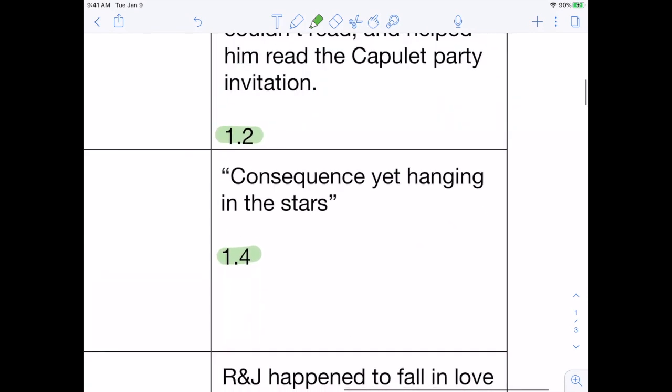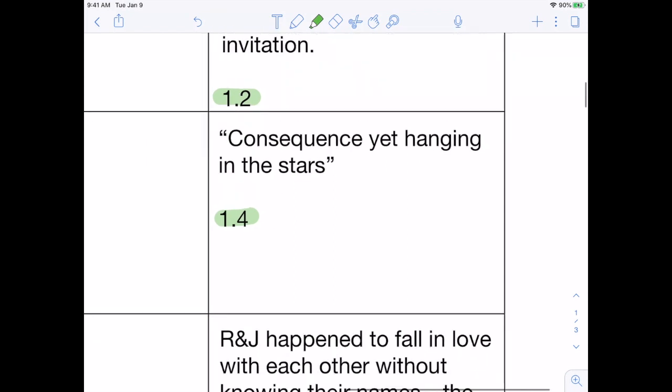In Act 1, Scene 4, remember Romeo says that my mind misgives some consequence yet hanging in the stars. That he has this bad feeling about what's going to happen tonight at this party. And so he even has this sense that something is at work that's far above him, that is out of his control, and he just can't do anything about it.